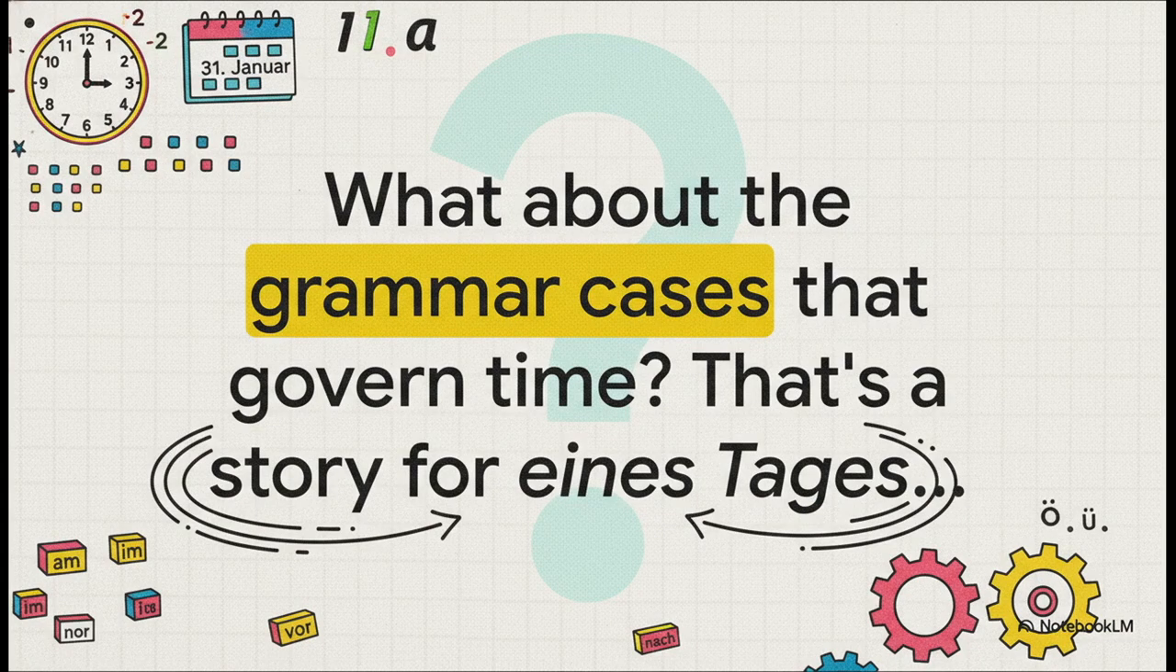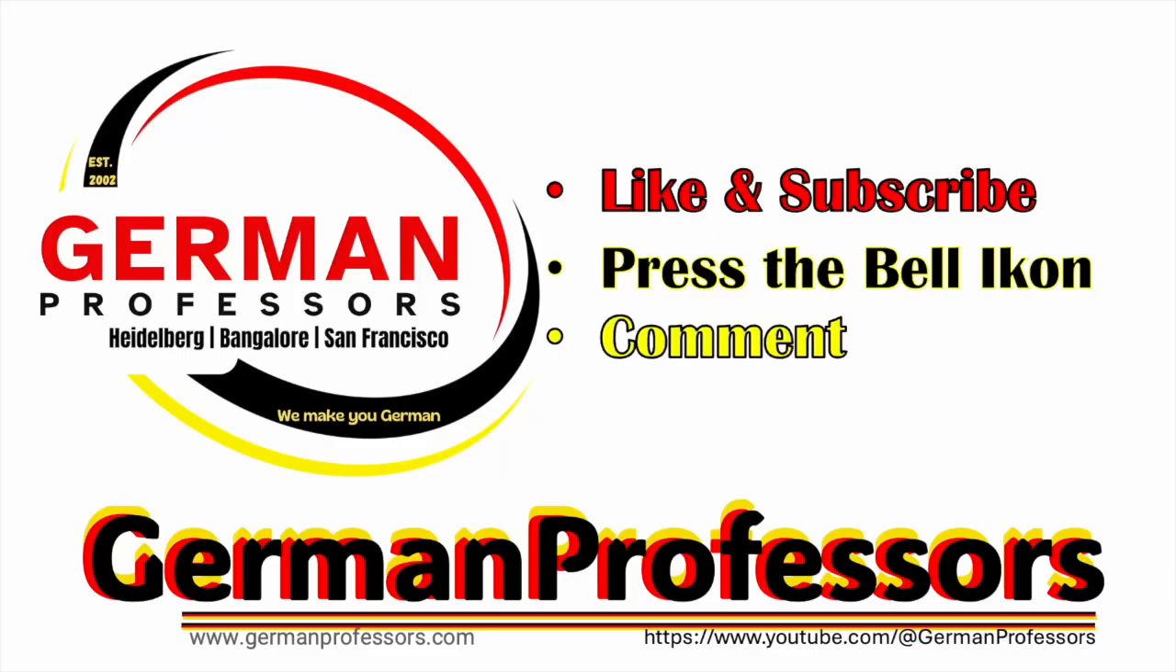You've got the essentials of German numbers, dates, and time. But you might have noticed those little words from before, am and im. They're actually the first clue to a much deeper system, Germany's infamous grammar cases. How do those work? Well, that's a story for another time. A story for eines Tages. For now, congratulations on mastering the numbers.